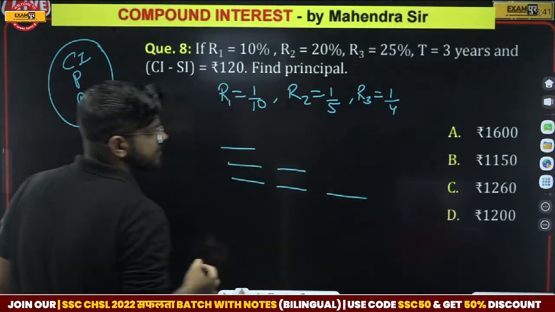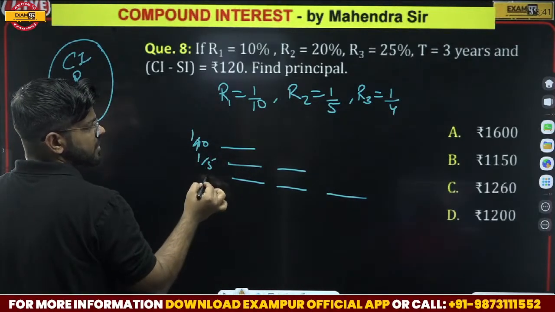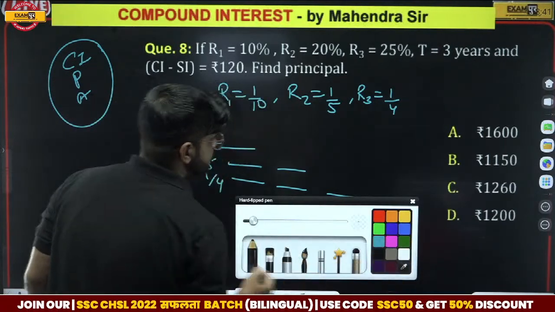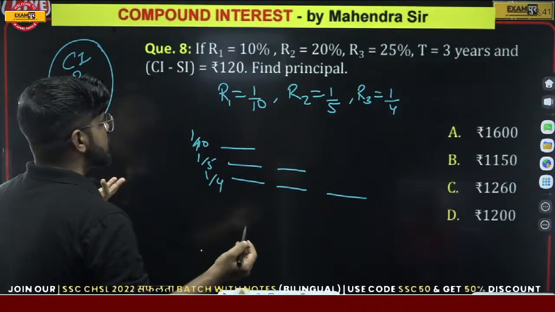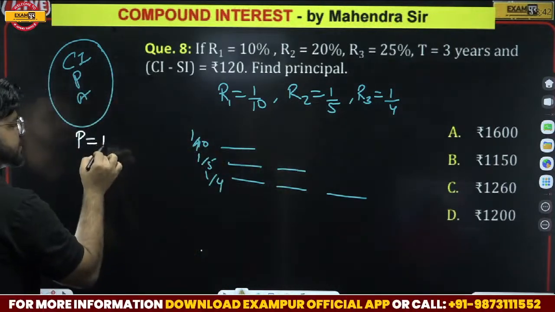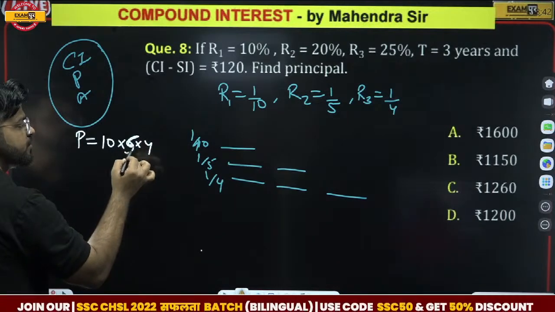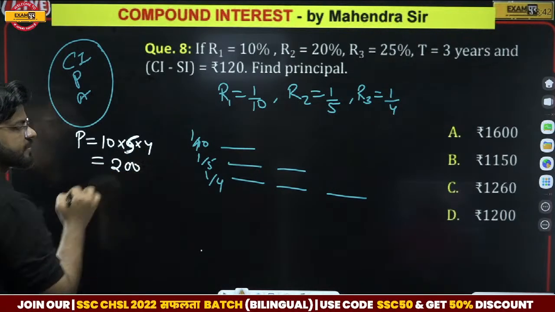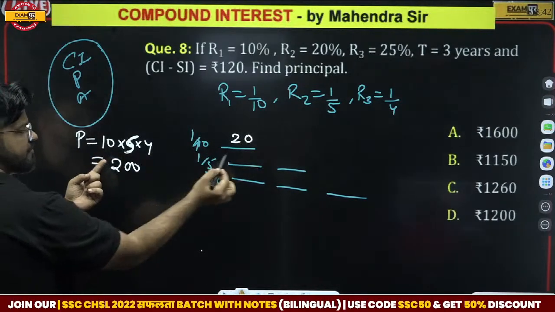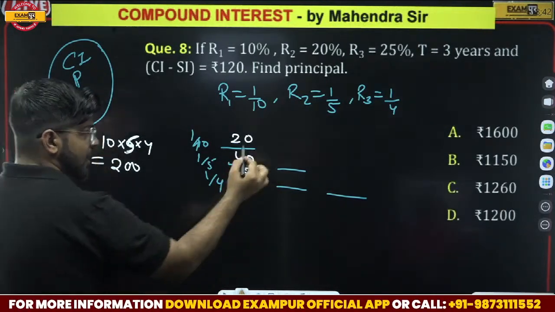For 3 years, I have to make these slabs. Here 1 by 10, here 1 by 5 is used, and here 1 by 4 is used. Now let's solve the question. What is my P? P is nothing but the multiplication of the denominator parts, that means 10 into 5 into 4, that is 200. So 200 divided by 10, 20. Divide by 5, 40. Divide by 4, 50. Now here we use what?